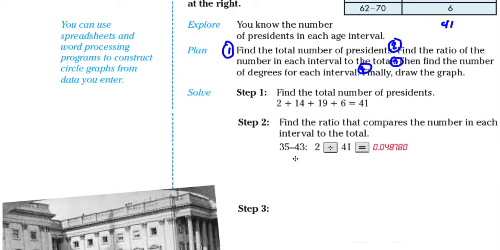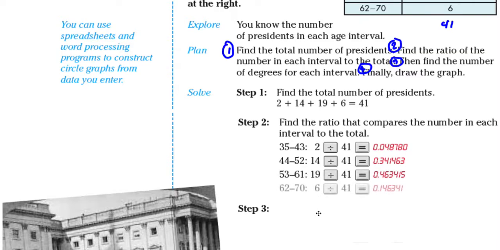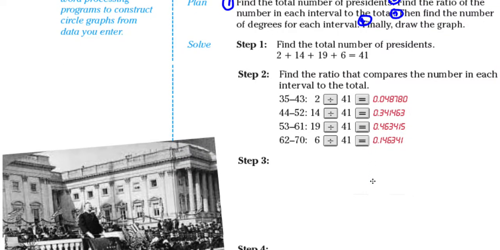So this is exactly what happened here. We got 35 to 43 is 2. 2 over 41 is the same as 2 divided by 41. You get a decimal. Same thing with interval 44 to 52, 53 to 61, and 62 to 70. We divide all numbers by 41. We get a decimal from there. So after getting the decimal, we go to step number 3.